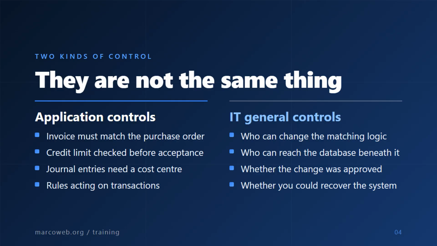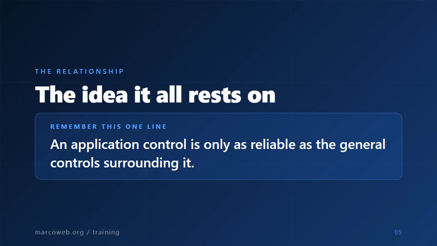Application controls are rules inside the business process. The invoice must match the purchase order. The credit limit must be checked before the order is accepted. Journal entries need a cost center. These controls do specific work on specific transactions. IT general controls govern the environment those rules live in.